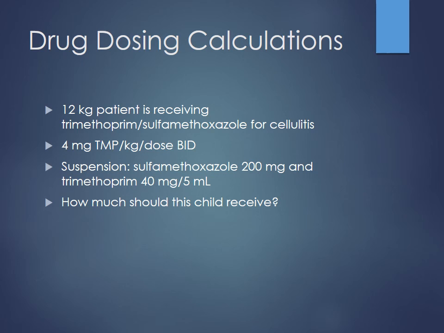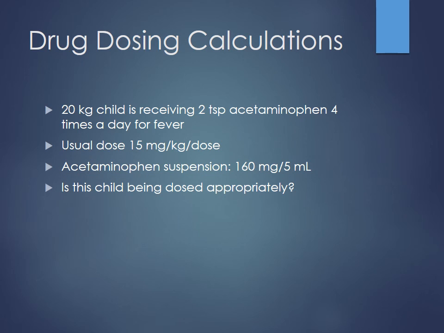Okay, good. Let's say we have a 20 kilogram child who has been receiving 2 teaspoons of acetaminophen 4 times a day for fever, and we'll say that the usual dose is 15 mg per kilo per dose. The concentration you see here is 160 per 5. Is this child being dosed appropriately? The mom comes out saying, I'm giving him 2 teaspoons 4 times a day. Is this right? How do we figure this out?